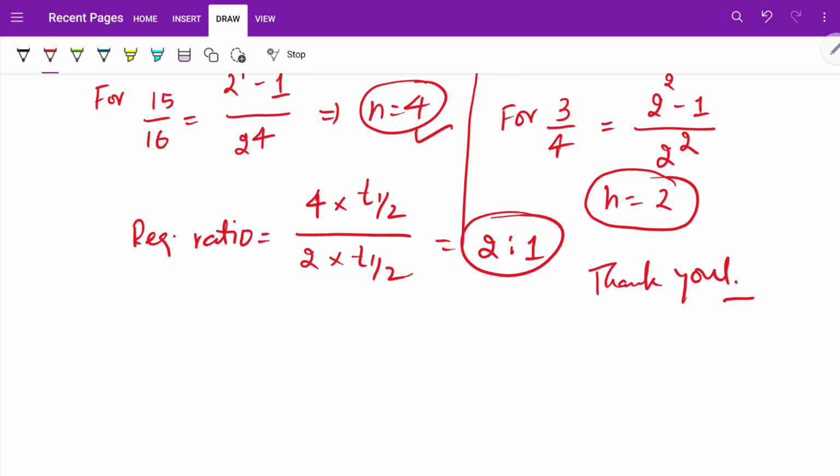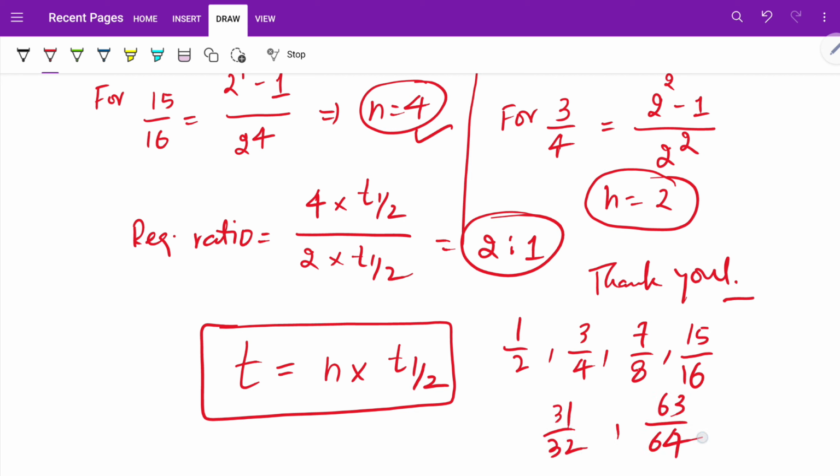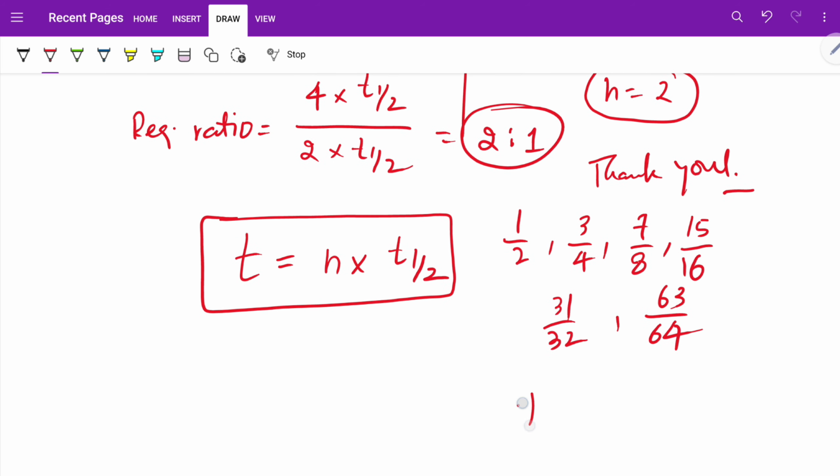But one thing that you have to remember is this method is applicable only when the denominator is a power of 2, and this formula you have to remember: T is equal to n factor into T half. So that is the trick. You can apply this for any fraction with a power of 2 denominator, like 1 by 2, 3 by 4, 7 by 8, then 15 by 16, then 31 by 32, or 63 by 64, 127 by 128, and so on. Thanks. All the best.